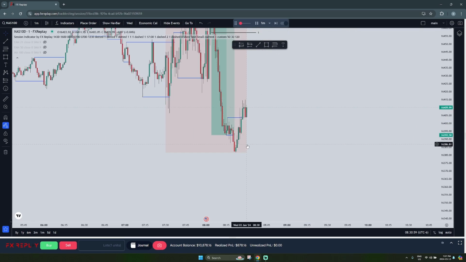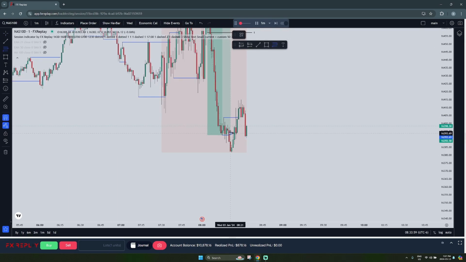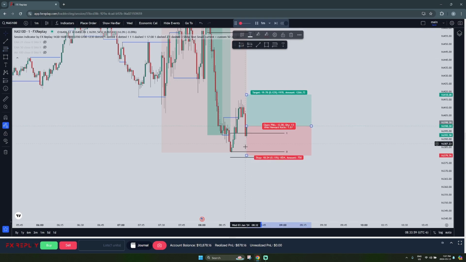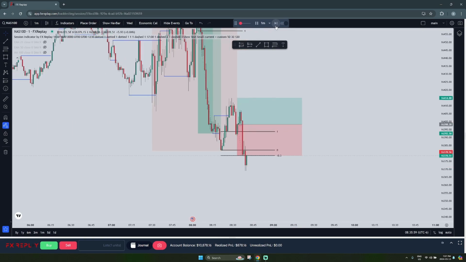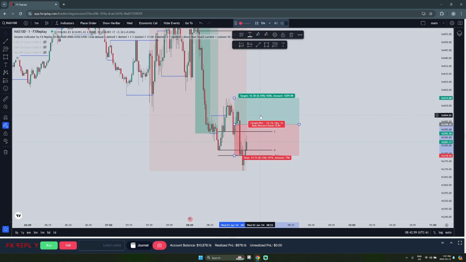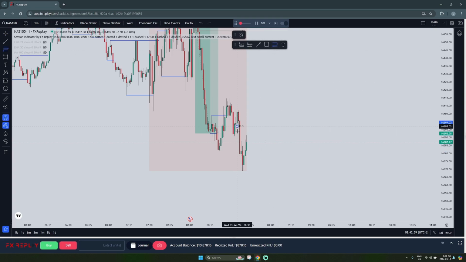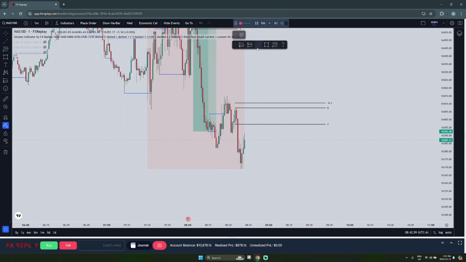And we have a little fair value gap here. So we have a potential buy from right here now. Let's see if we have enough R to make this work. We don't. So let that go without us. Now we have a new zone here.